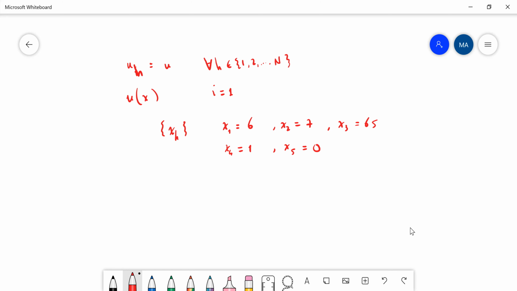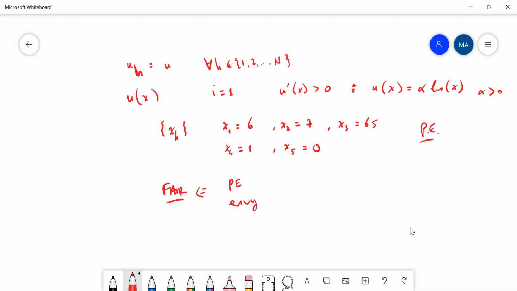Now, we already discussed that this is Pareto efficient, right? Because there's no production, there's only one good. Utility is strictly increasing. Okay? Suppose that your utility function is alpha natural logarithm of x. Okay, alpha greater than 0. All right? So it is strictly increasing, strictly concave. So we already discussed that this is Pareto efficient. Now the question is, is it fair? Now for fairness, since it is Pareto efficient already, we need envy-free.